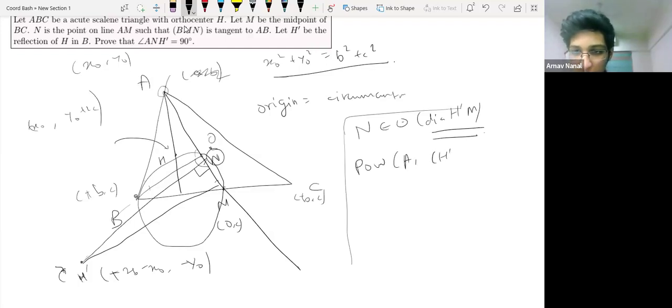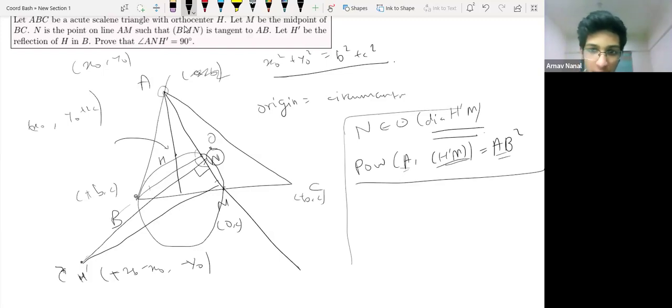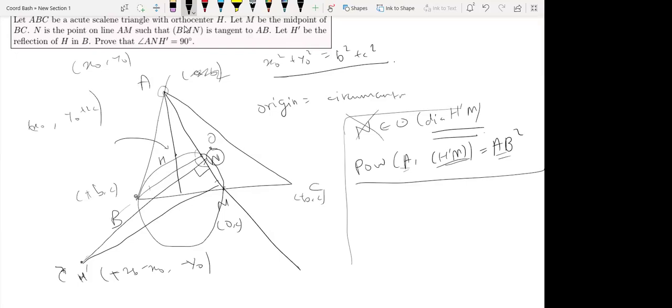So power of a comma this circle is equal to AB square. That's all you need to show. So this thing you can calculate directly by the diameter formula and then just substitute A's coordinates. You have to show that it's equal to AB square. Does that make sense? You don't need to calculate n at all. Yeah, that makes sense. Yeah, okay.